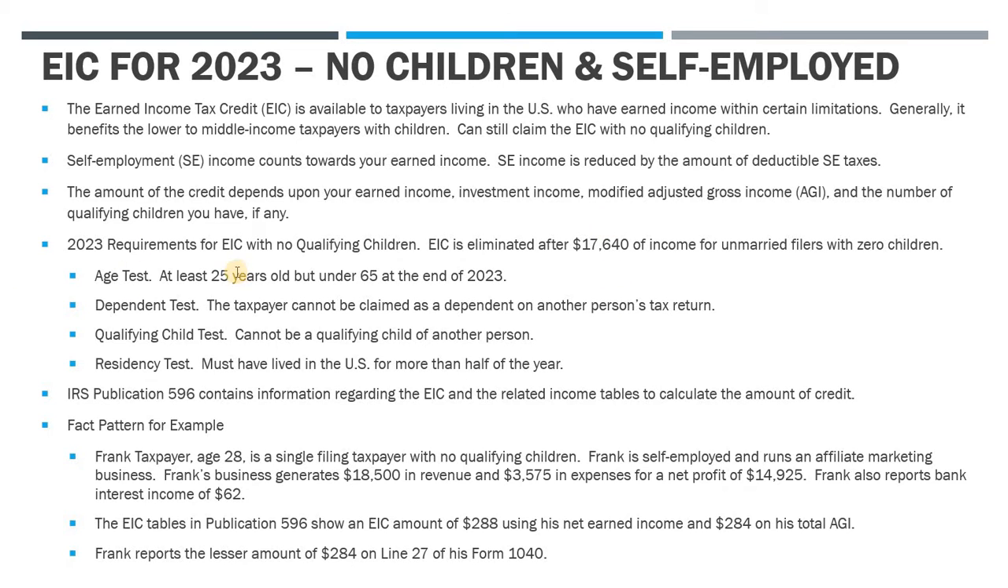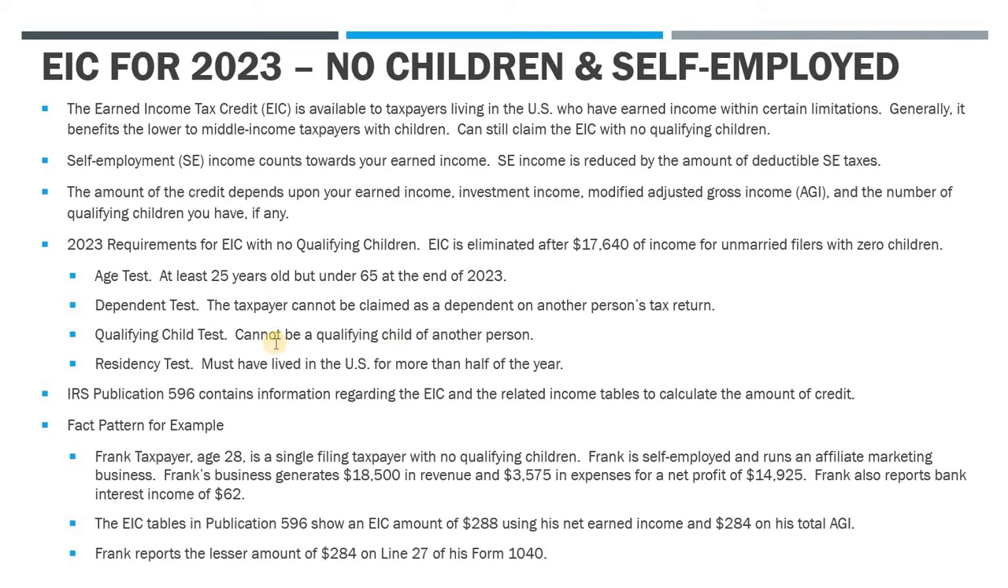So these are all factors that go into play. Now for 2023, if you have no qualifying children, the earned income credit is going to be available to you up to $17,640 of income. When we look at the tables, what you're going to see is that any kind of income after this amount with no qualifying children, you're not going to get any of the credit. All right, now the other elements to meet here, the age test. So you, as the taxpayer, have to be at least 25, but under 65 at the end of the year in order to get this.